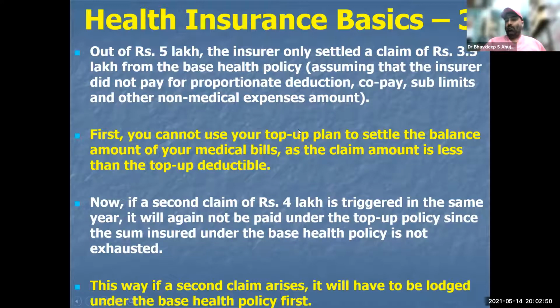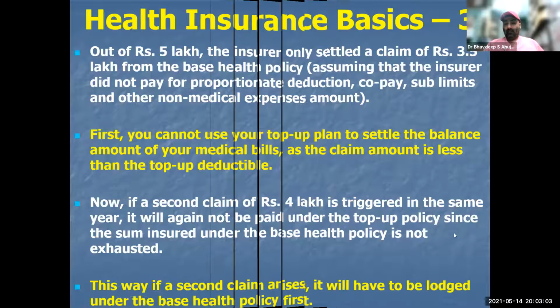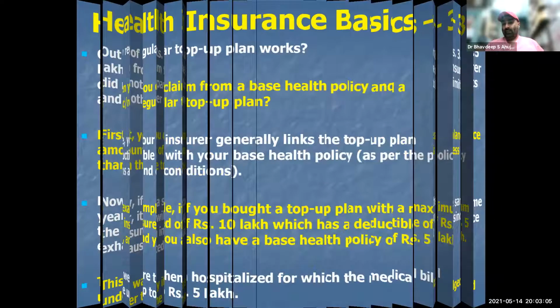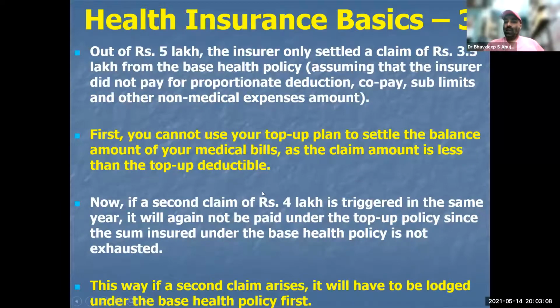So you cannot use your top-up plan in such a case. If a second claim of 4 lakh is triggered in such a case, it will not be paid by the top-up policy, because the threshold or the deductible is set at 5 lakhs, and the bill this time is 4 lakhs. So again, the top-up will not be used. Probably you will be granted 1.5 out of your base health policy, and the remaining 2.5 you have to pay from your account first.